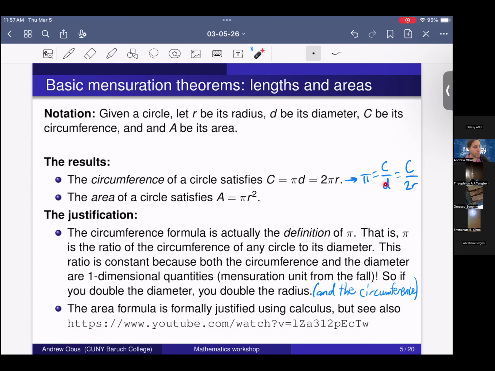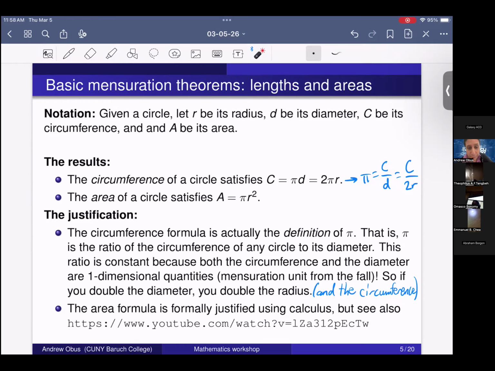If I take circumference over diameter, whatever I multiply the diameter by, the circumference is multiplied by the same amount, which means that that ratio is always going to be the same. Okay? And that ratio is just some number, and so we give it a name. And the name that we decide to call that number is pi.